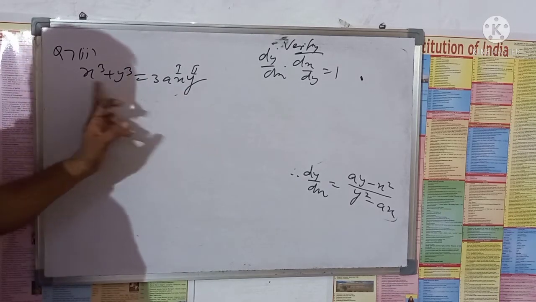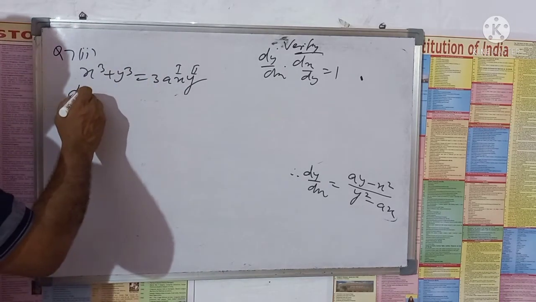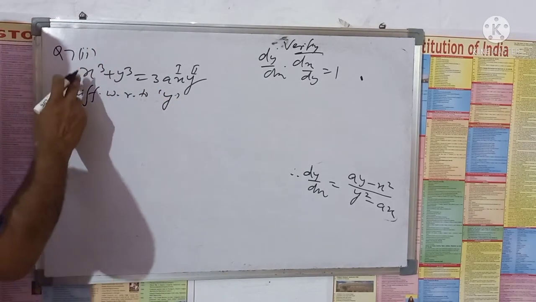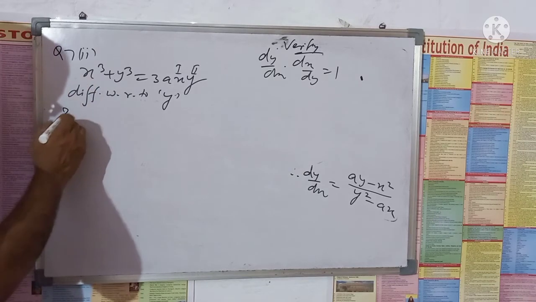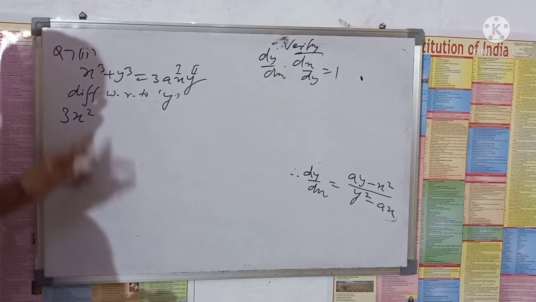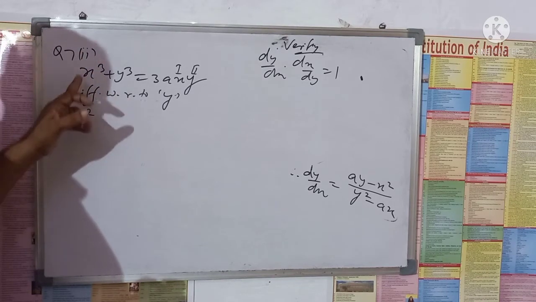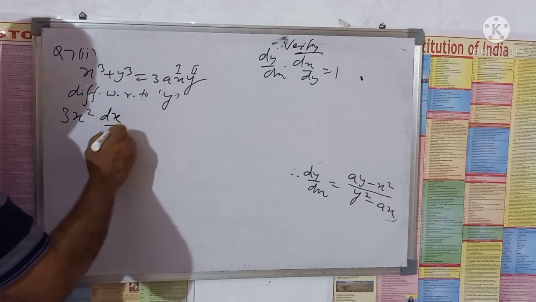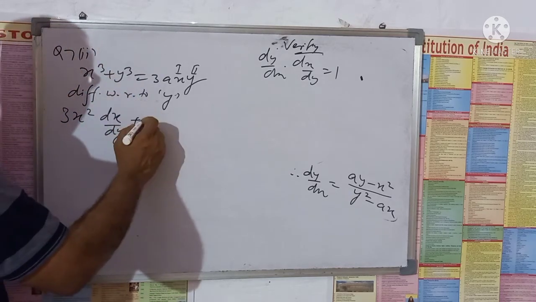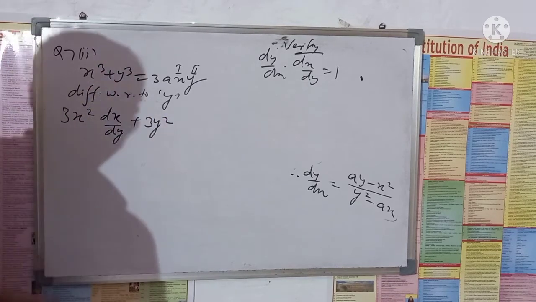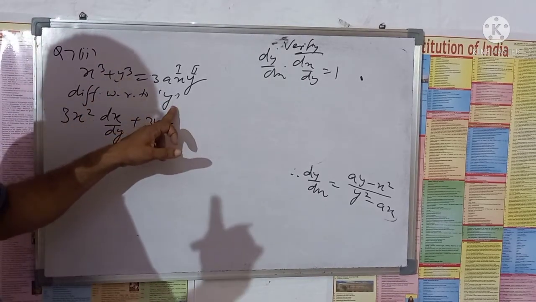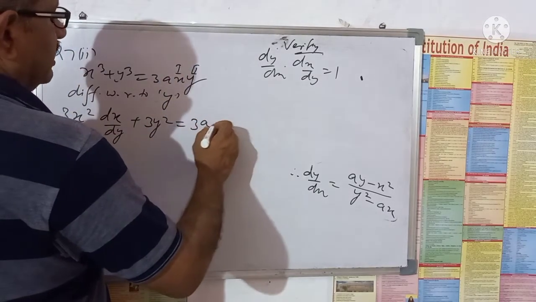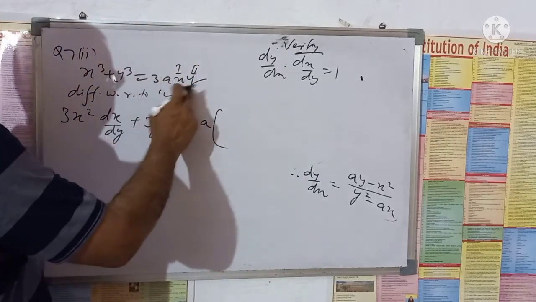Again write this equation, and write here differentiating with respect to y. When we differentiate x cube, we write 3x square, and then differentiate x with respect to y, so dx by dy. And y cube gives 3y square, and when we differentiate y with respect to y, it will be 1. So we do not write that here. It is equal to 3a.